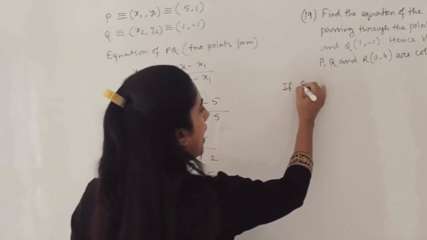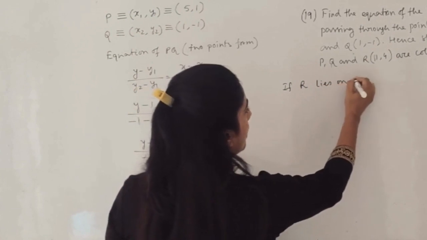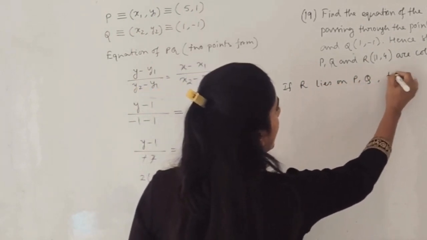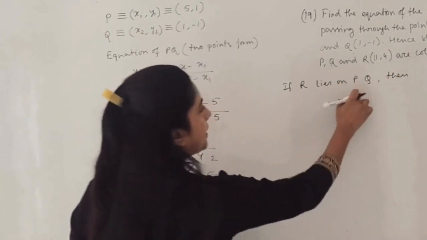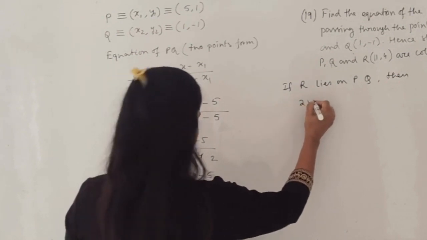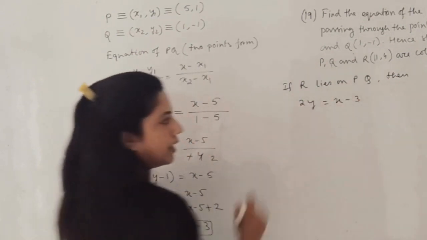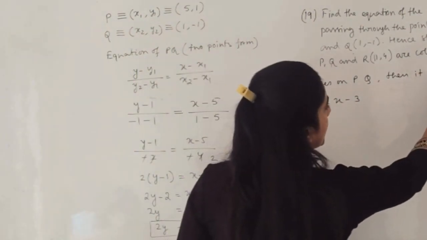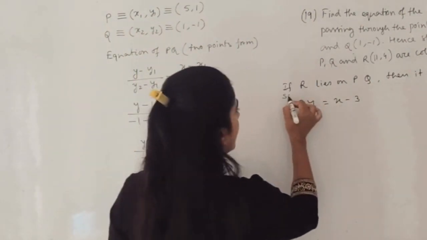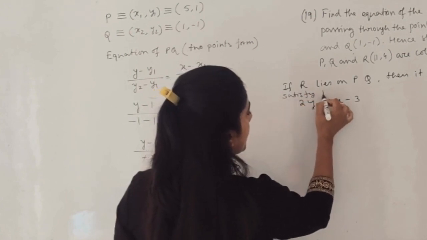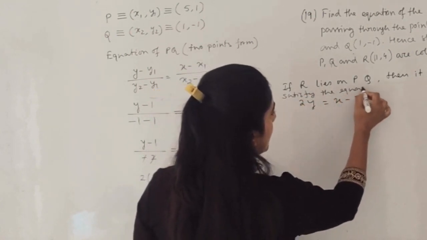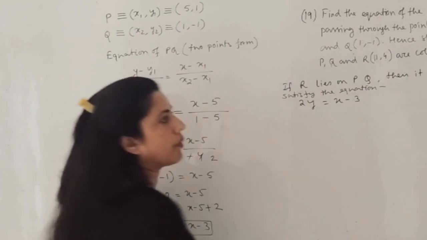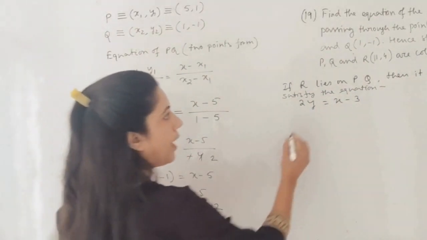If R lies on PQ, then what will happen? PQ is what? 2y is equal to x minus 3. Then it should satisfy the equation. What is the equation? 2y is equal to x minus 3.